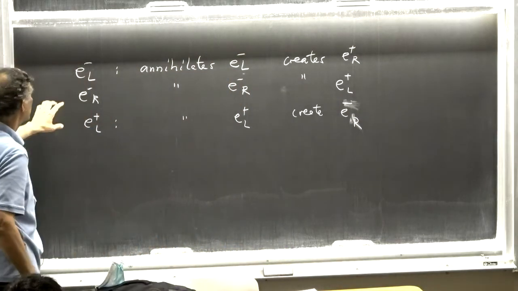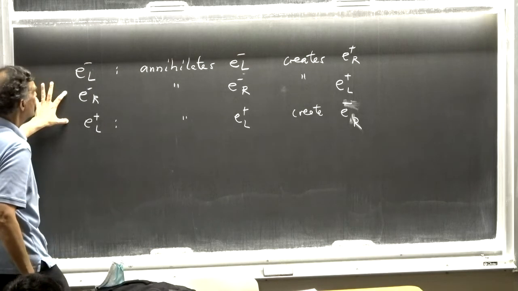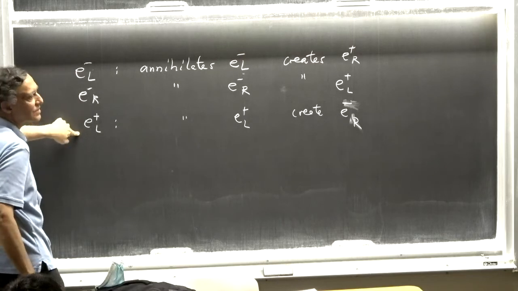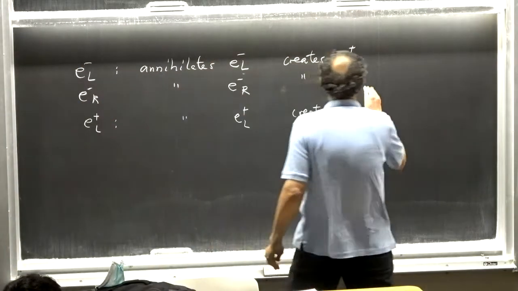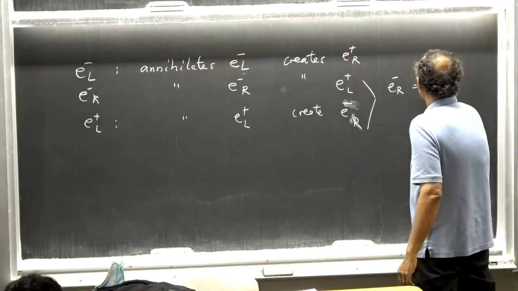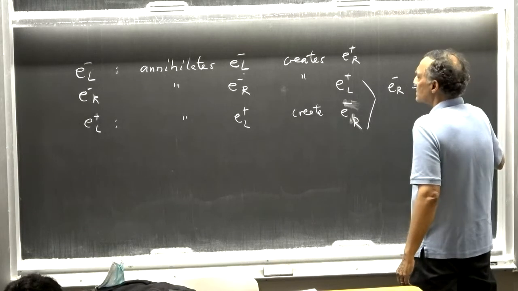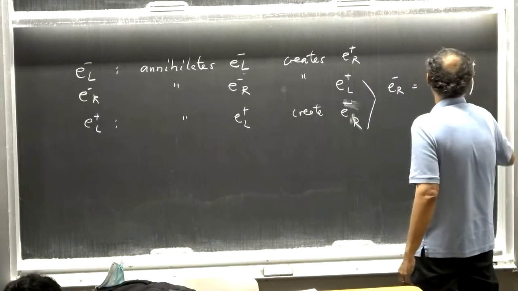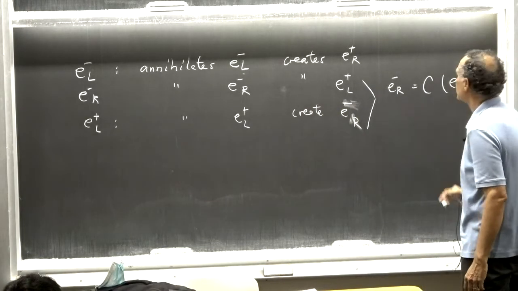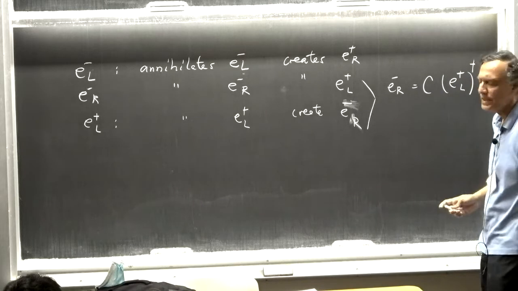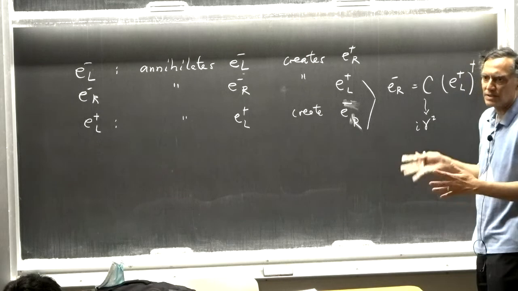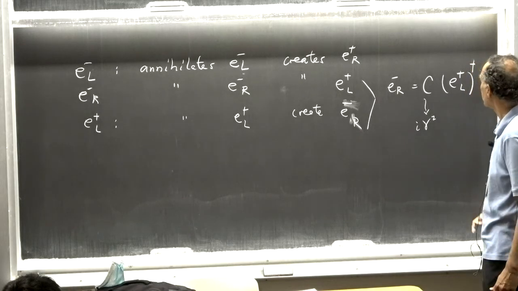And if you compare these two, what's annihilated by the e minus right is created by the e plus left. And so you can use either of these fields. You can write the right-handed electron field as the left-handed positron field Hermitian conjugate, because then it swaps the annihilation and creation operators. And there's a gamma matrix here, which is the charge conjugation matrix. And if I use a dagger here, then this is i gamma 2. I'll leave that from the field theory point of view.